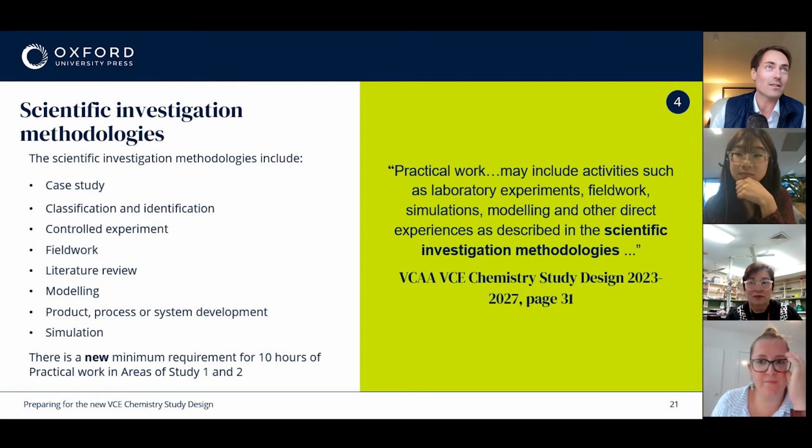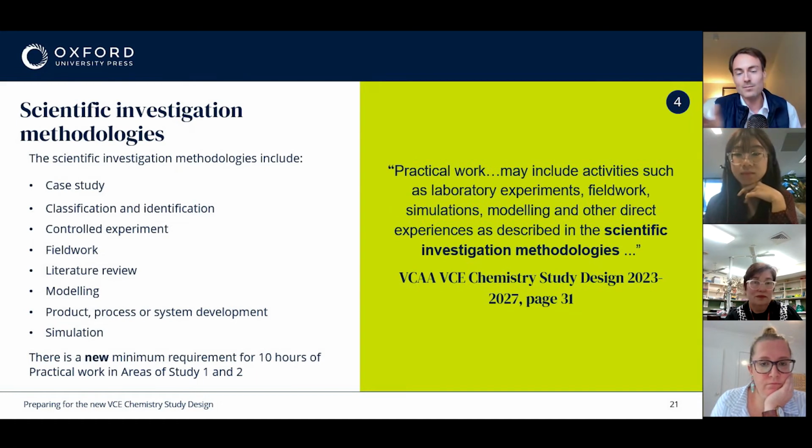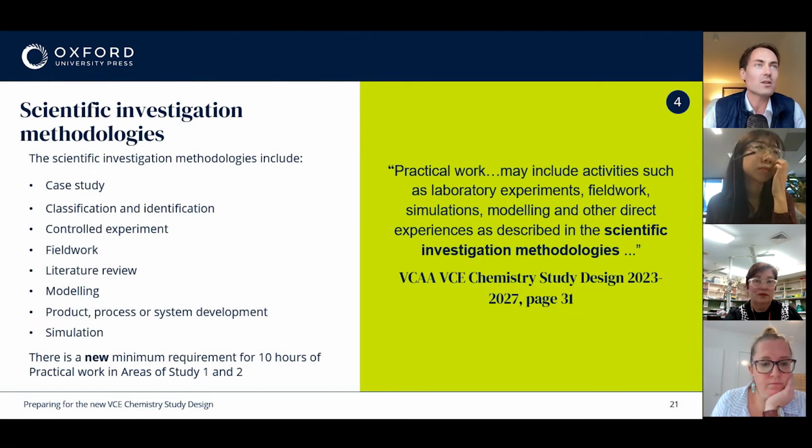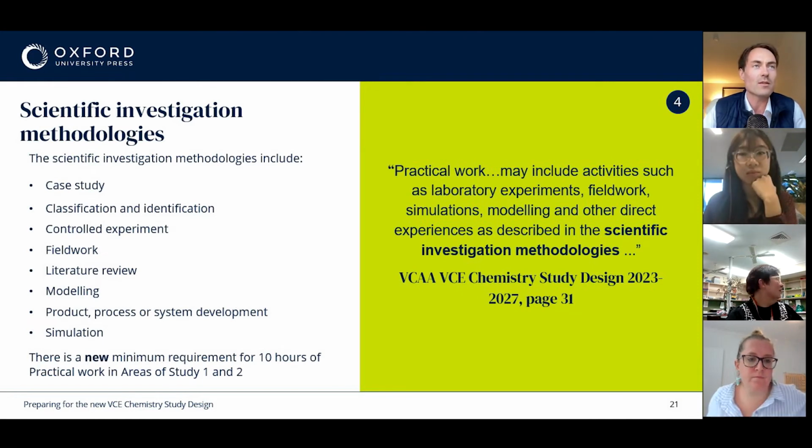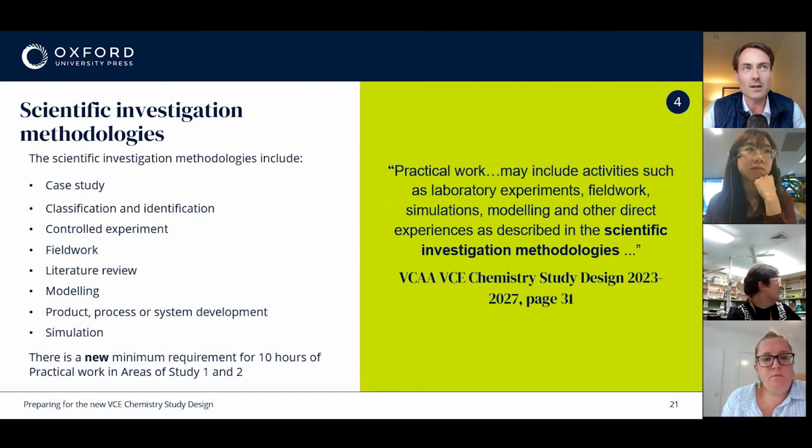It has come out in the new study design that there are now 8 different types of assessment which need to be done. And I say need to be done because you can only do one of them once, and then you have to diversify. But the list is here, and you'll notice that actually only one of them is a traditional prac, which makes it interesting. That's controlled experiment, and the others are really quite different from what we would be used to.